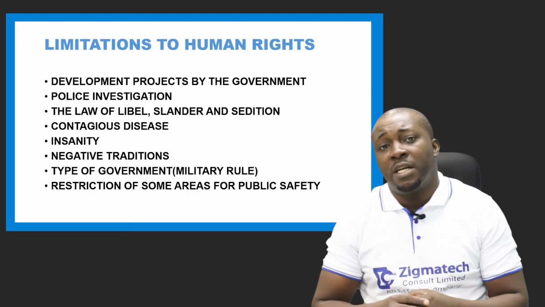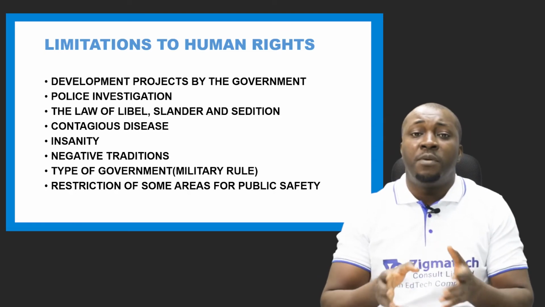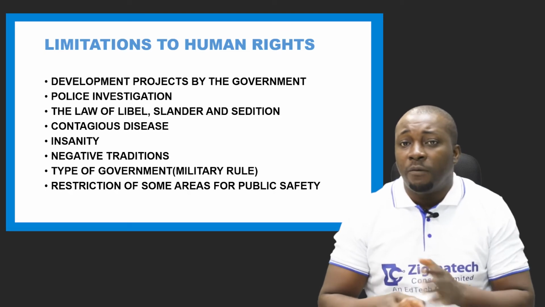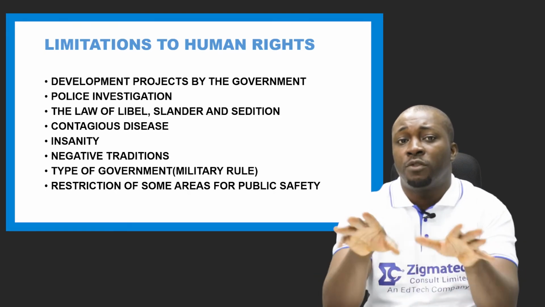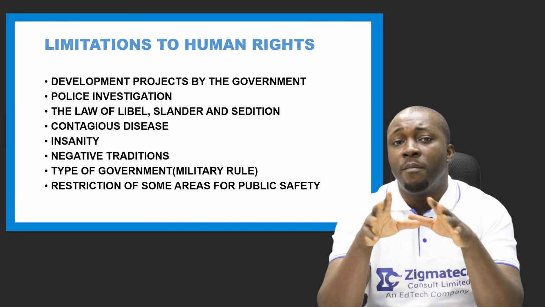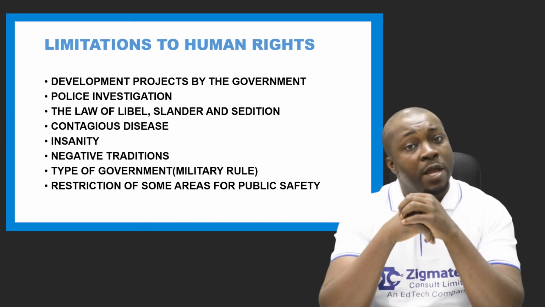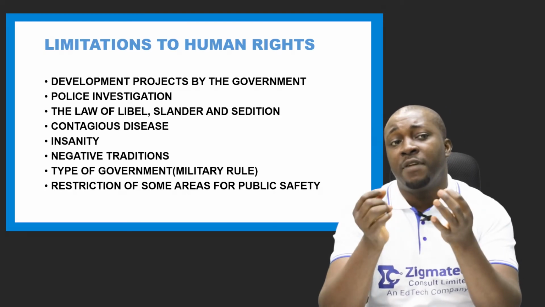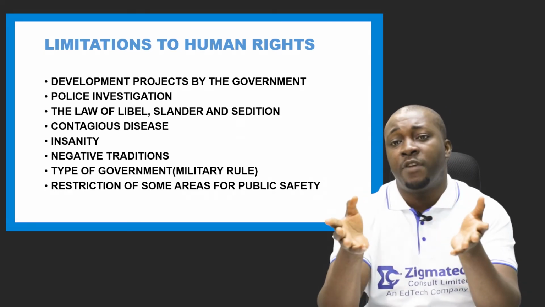It could be tradition that allows people to be betrothed to a particular person when they are born. Without your consent, you have been betrothed to a particular man or woman for marriage. Then when you grow, they tell you, no, this is the person you must marry. That affects your right to privacy and family life.